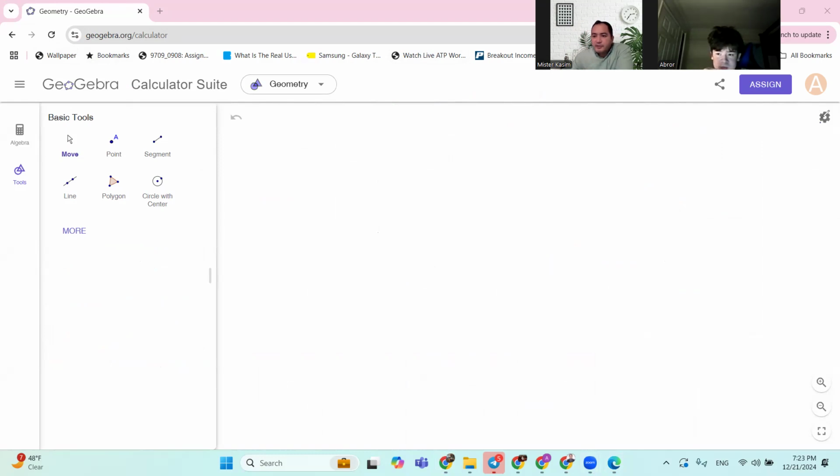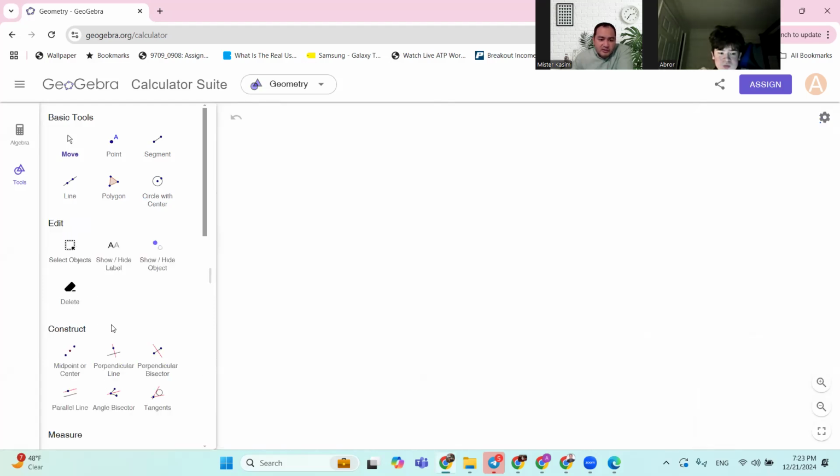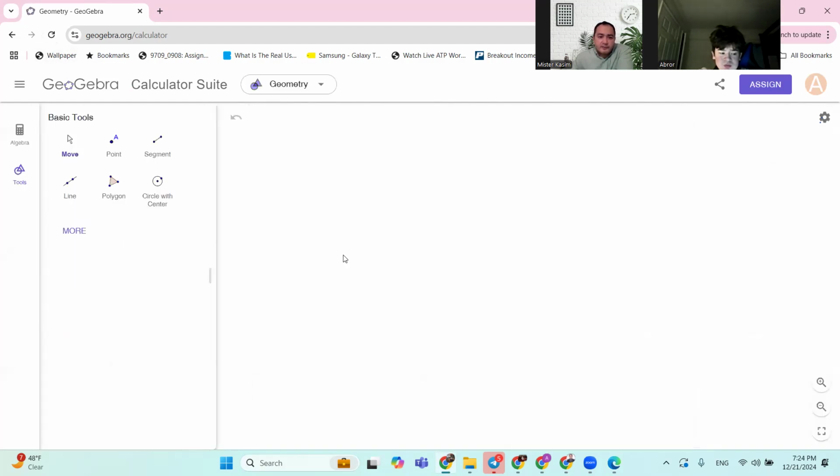Okay, now what is this? GeoGebra is a really useful tool to understand this. All tools are here. Here we have reflection, angle bisector, and everything. I don't need it right now, but we can just use these parts.